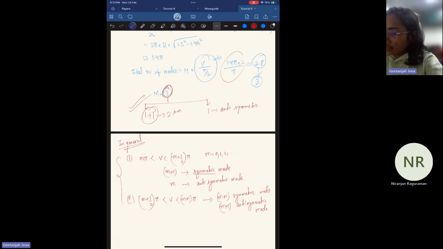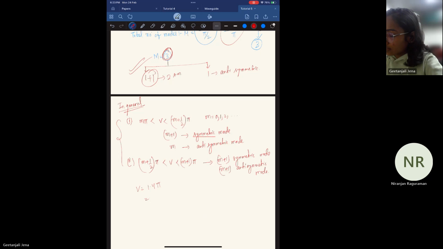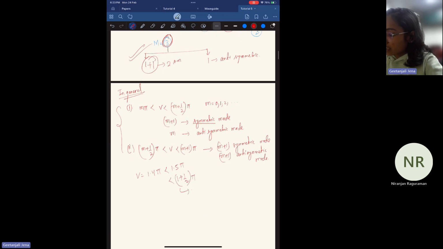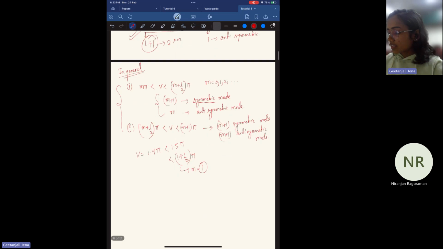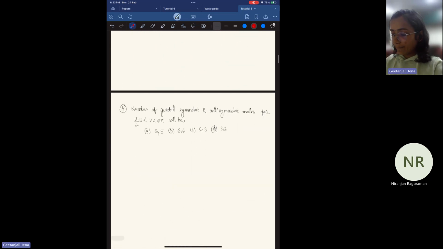So here if you see, we have V as 1.45, right? This is less than 1.5 pi, which is 1 plus half pi. So that means m here is 1. So if you use the formula here, it has 2 symmetric modes and 2 antisymmetric modes. So I hope this is clear. So let us move to our next part.